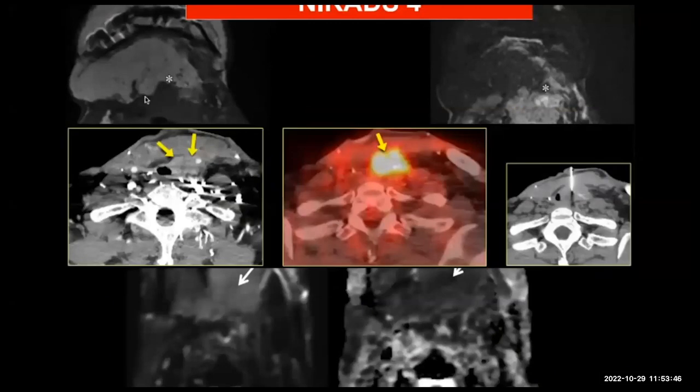So this is a case where, after total glossectomy and neoesophagus reconstruction, there is a recurrence where the recurrence was actually biopsied, and it's a proven NIRADS category 4 recurrence.